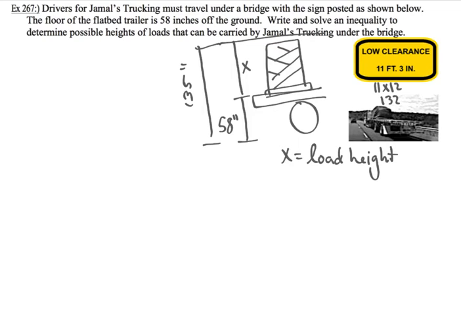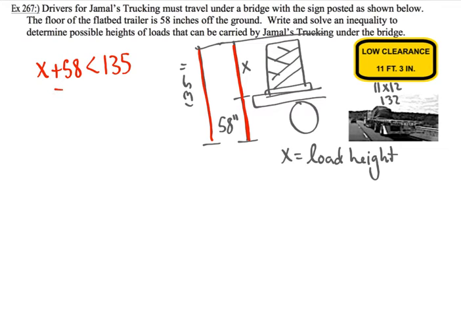Now, according to this picture, it looks like if we take 58 inches plus the load height, we will get the overall height of the truck and load, and that needs to be less than 135. So x plus 58 has to be less than 135. That way it doesn't hit the bridge and cause damage. By the way, if you do hit the bridge and cause damage, you would get a ticket. There'd be a fine. You'd probably have to pay for repairs on the bridge if there was damage. So you don't want to run into a bridge with a load that's too tall.